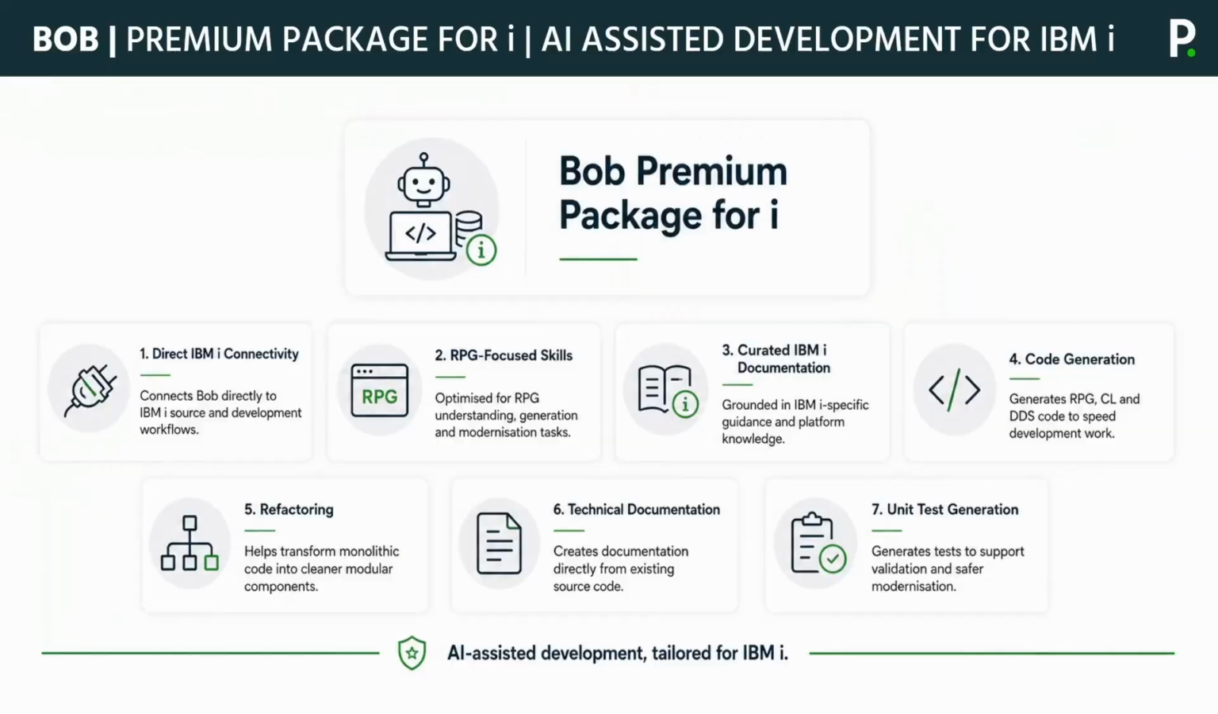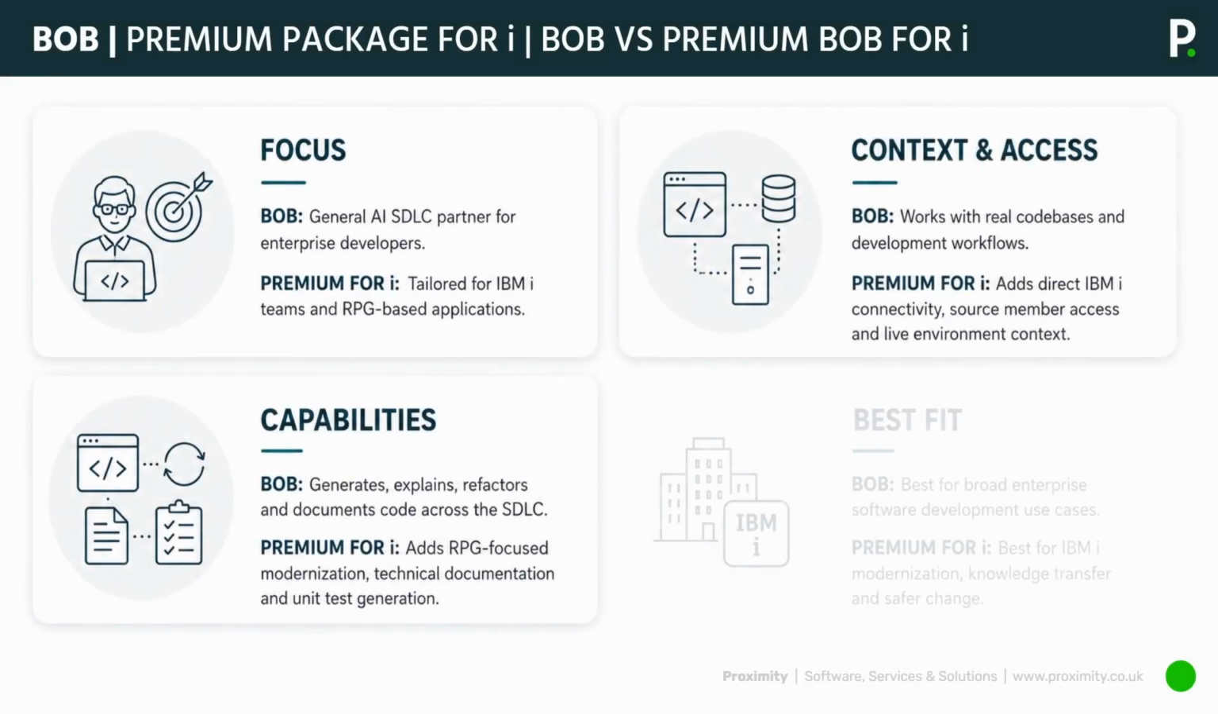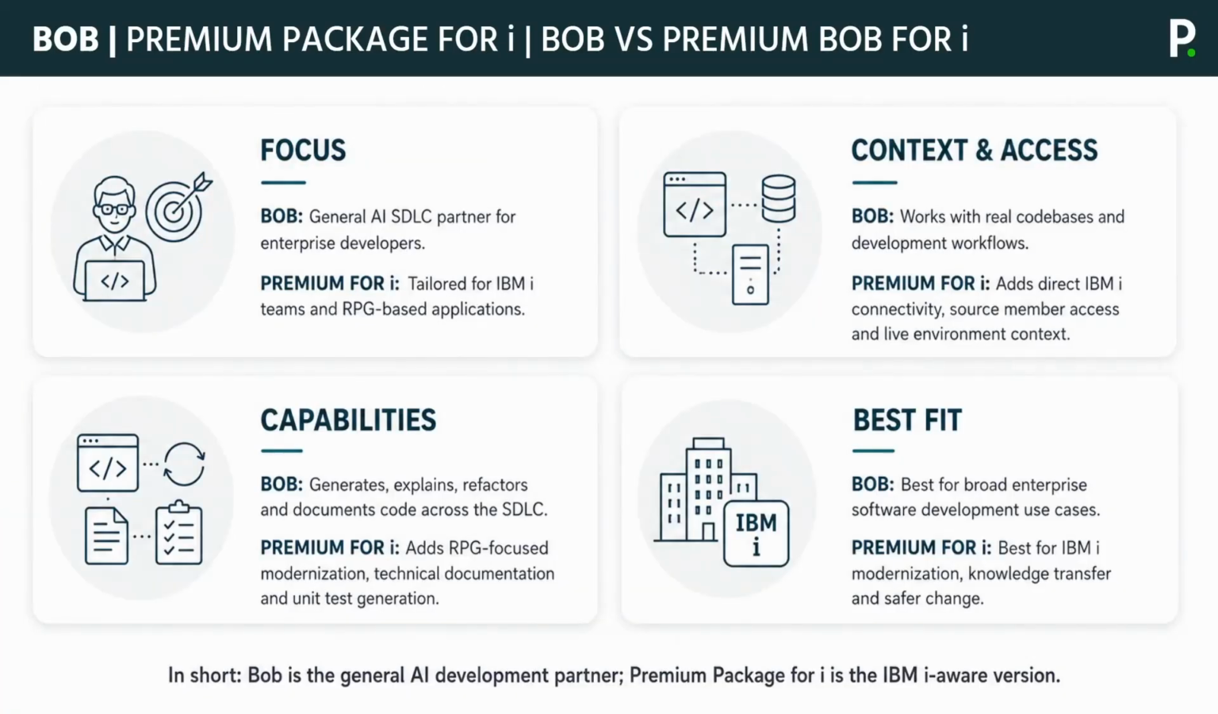It's another sign that IBM sees AI-assisted development not as a replacement for IBM i expertise, but as a way to help preserve, accelerate, and indeed extend it. The important distinction is that IBM Bob and the Bob Premium Package for i, well, they're not really competing versions of the same idea. It's just that the Premium Package for i is a version of Bob especially made for the good people on IBM i.